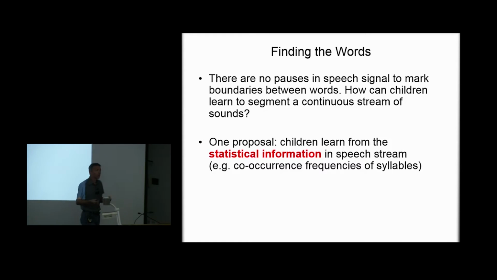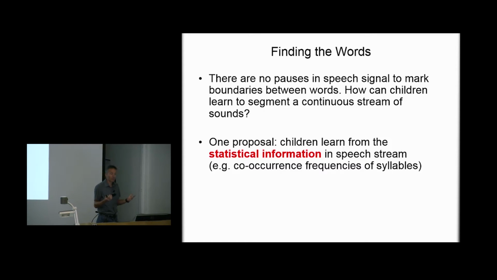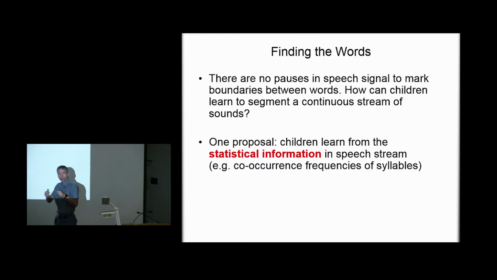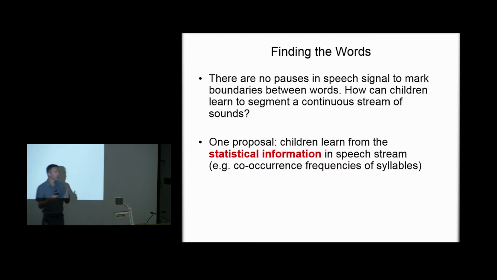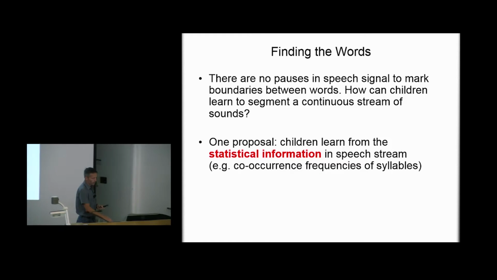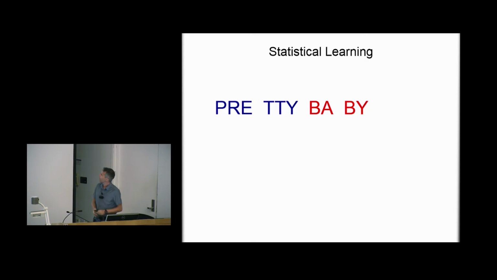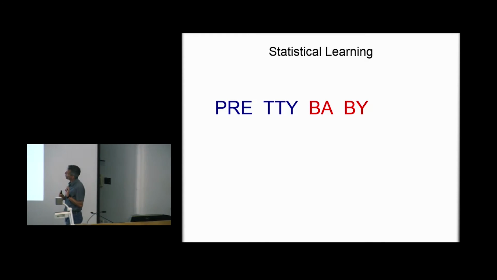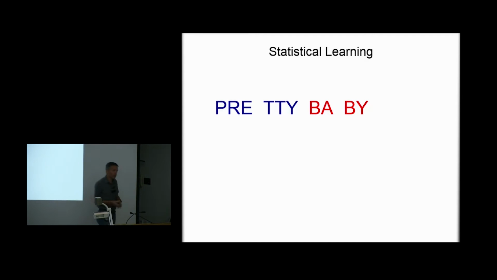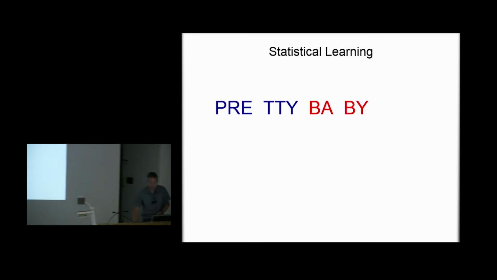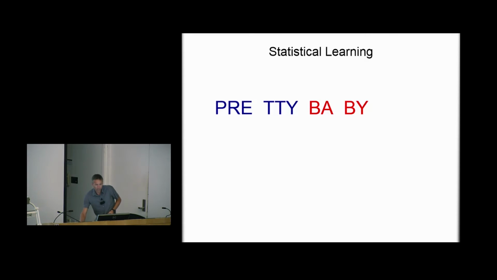And the proposal here from recent research is that children learn from the statistical information in the speech stream. Children learn from the co-occurrence statistics between syllables and phonemes. So here's the idea. If there's a constant stream of syllables, and at some point in the sequence we have pre, tee, bay, bee, and again, there's no explicit boundary between pretty and baby, how can a child learn that pretty belongs together and baby, those two syllables, also belong together?